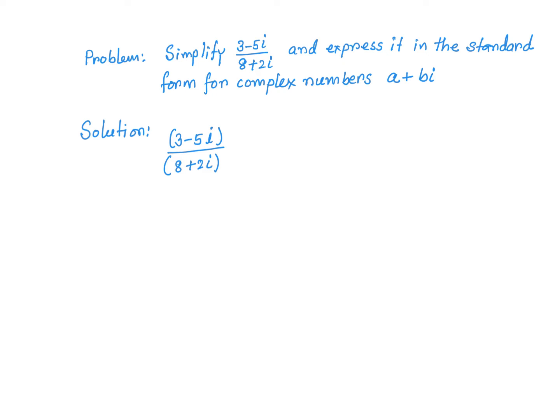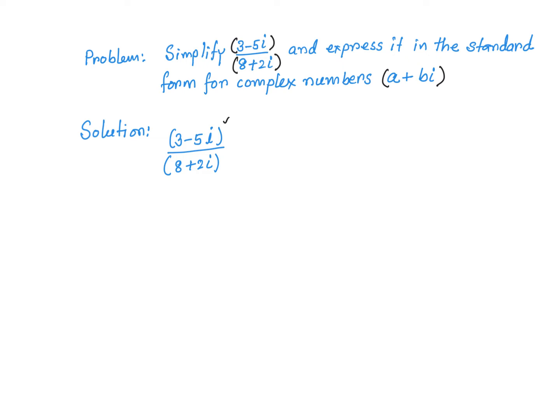In this video, I am going to simplify this complex number. It is given as a division of two complex numbers, 3 minus 5i divided by 8 plus 2i. I am going to simplify it and express it in the standard form for complex numbers, which is a plus bi. There is a standard and very common process for doing this kind of problem.